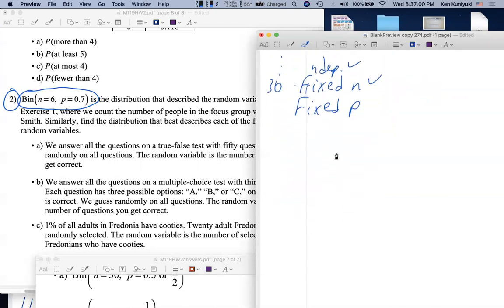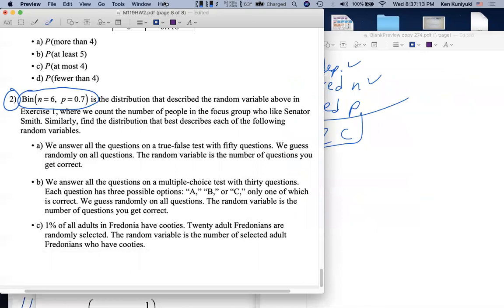I'll just do C right here. Lesson 18, 2C. Over here: 1% of all adults in Fredonia have cooties. 20 adult Fredonians are randomly selected. The random variable X is the number of selected adult Fredonians who have cooties.